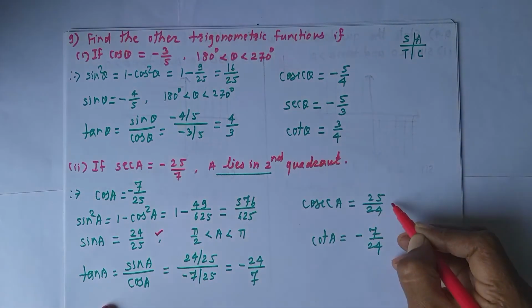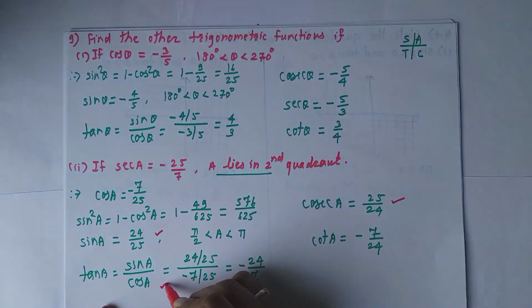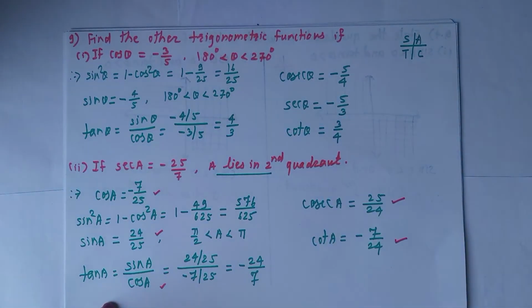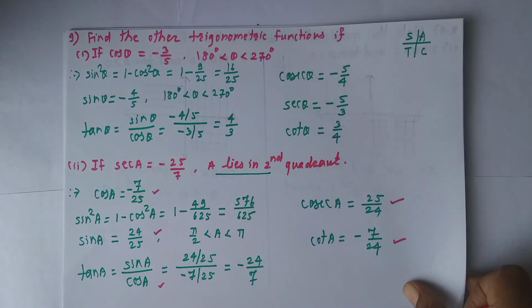Here sine, its reciprocal cosec, tan, its reciprocal cot. Sec is already given and this is cos A. One of the functions is given, you have to find all the remaining 5, and then proceed to the next problem. Okay students, let's see the next problem.